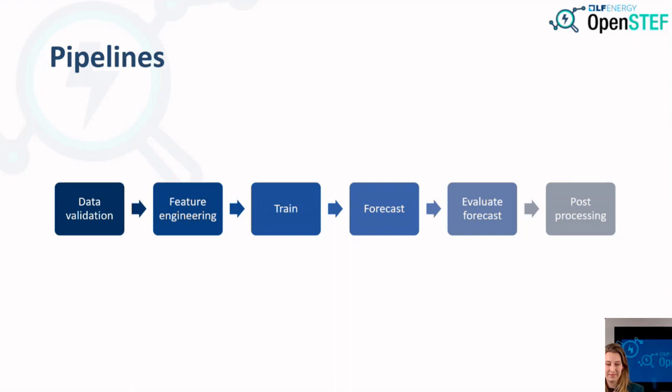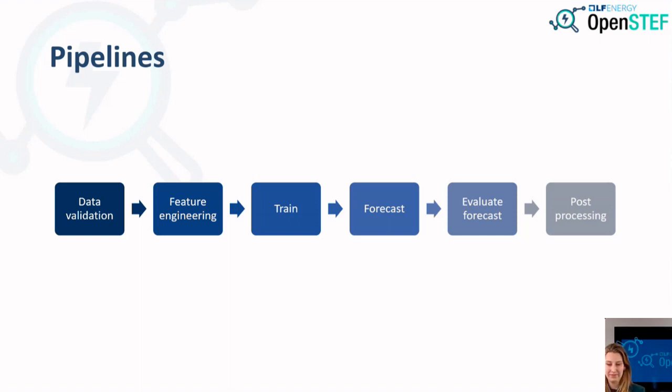And then using these prediction jobs together with the input data, you can call the aforementioned fully automated machine learning pipelines of OpenStef. This is one of the key selling points of OpenStef, as it makes the complex task of machine learning quite easy, as a pipeline contains all the necessary steps that are required to make a forecast or train a model.